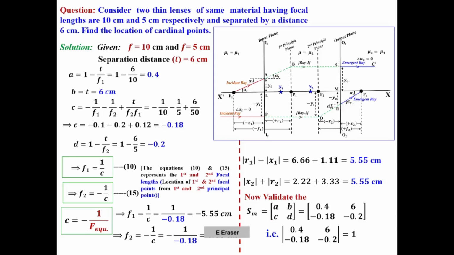Here I forgot to write one thing. See, the c value we found is minus 0.118. It's a reciprocal. The reciprocal of c is given in unit of length, so obviously here c is nothing but centimeter inverse. Just write in your note: here the c unit will be centimeter inverse.